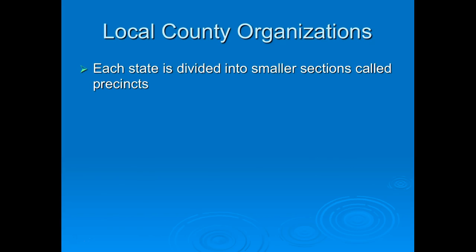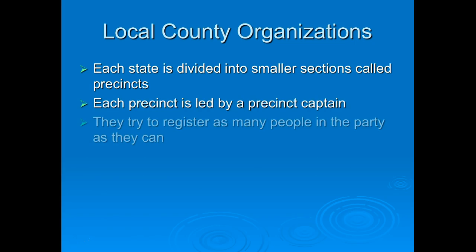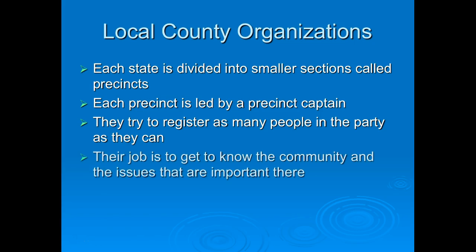Then you have the local and county organizations, which are often very strong depending on the county. So each state is divided into smaller parts called precincts. And then there's a precinct captain. And they try to get as many people registered for their party as they can in their precinct. If they're a Democratic precinct captain, they're going to try to turn out and register as many Democratic voters as possible in their section.